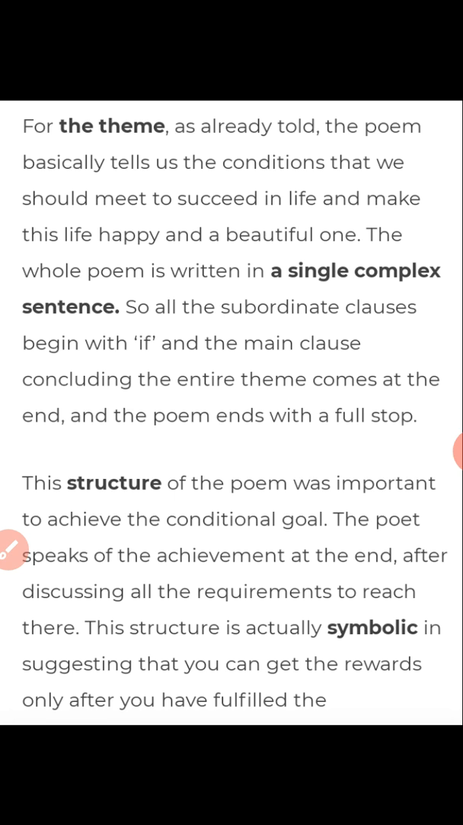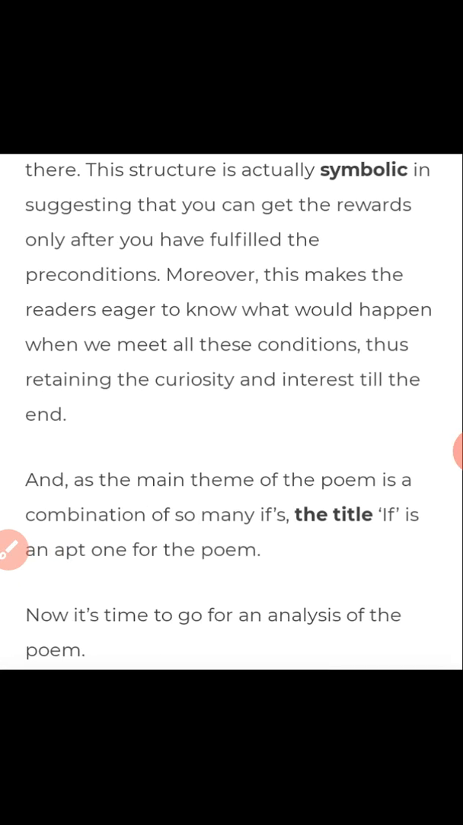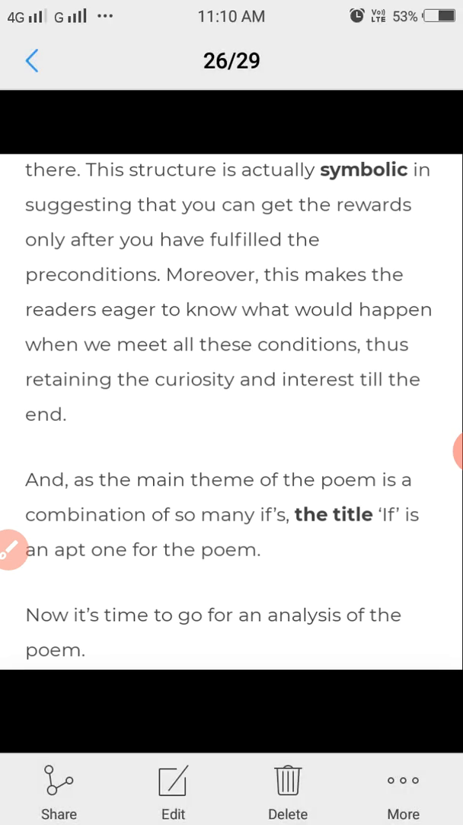This structure is basically symbolic in suggesting that you can get the rewards only after you have fulfilled the preconditions. Moreover, this makes the readers eager to know what would happen if we meet all these conditions, thus retaining the curiosity and interest till the end. And as the main theme of the poem is a combination of so many ifs, the title If is an apt one for the poem. Now it's time to go for analysis of the poem.